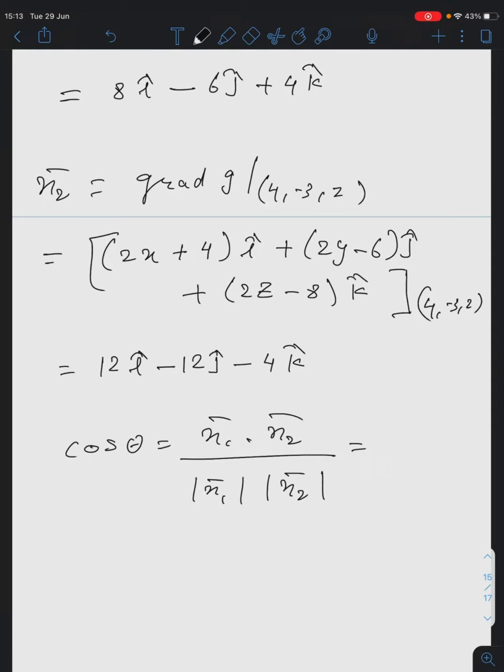Yeah, please give the answer. 152 by root 116 into root 304. Okay. Can you further simplify it? I will try. 19 by 29.